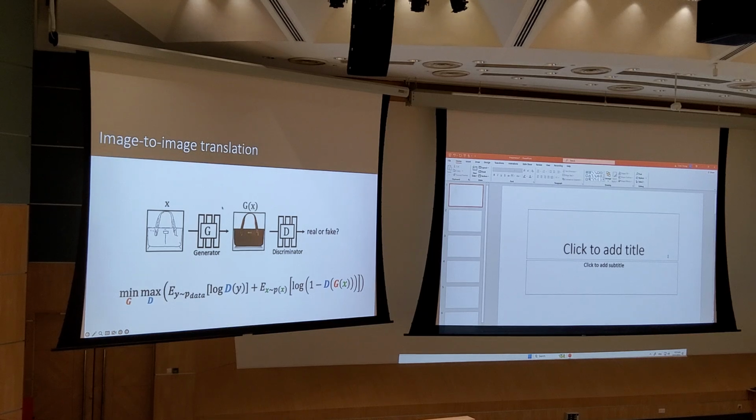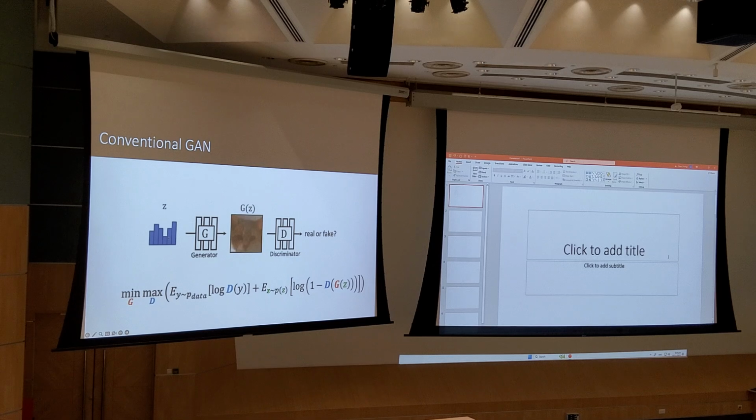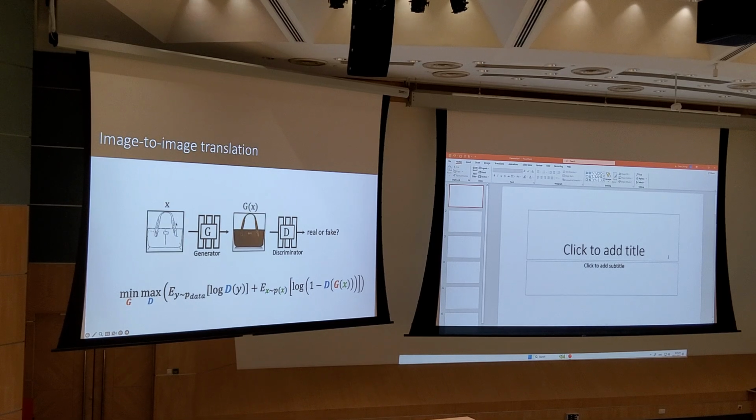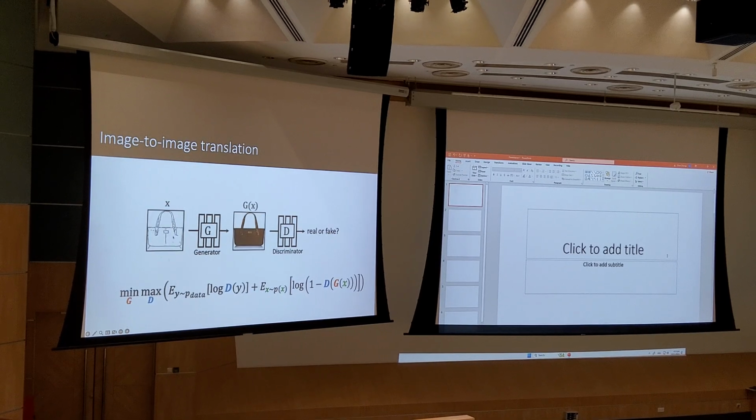For example, we can actually change the random vector to an edge image. We replace the random vector with an edge image, feed it into the generator, then we can get an RGB image. Then the discriminator will decide whether it's real or fake. This is a naive, straightforward way that we could redesign our GAN if we want to achieve image to image translation.